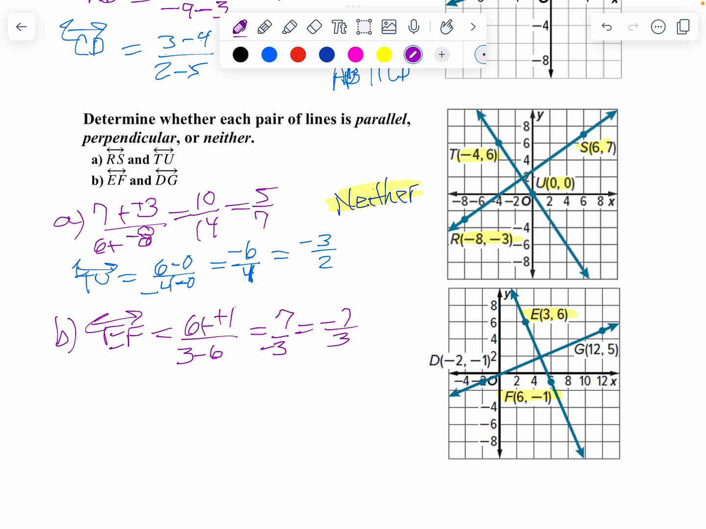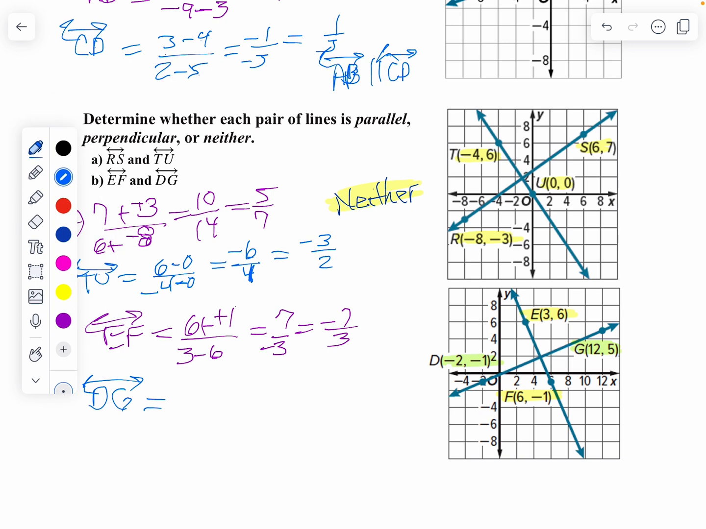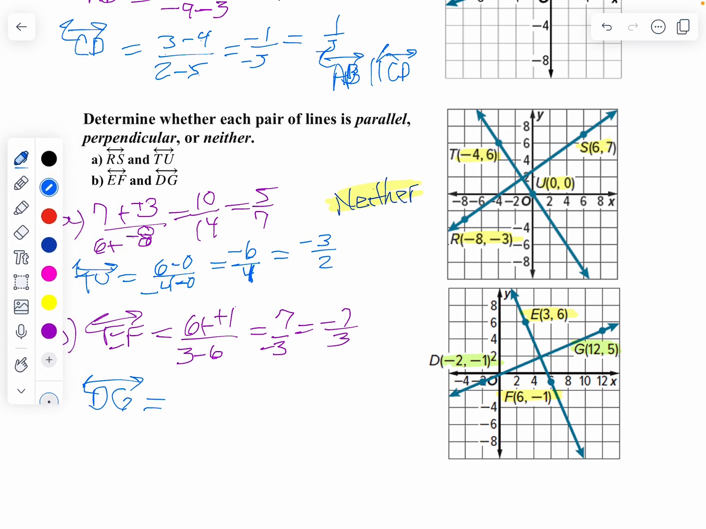And once again, it kind of looks like it might be perpendicular. So I'm going to turn around. I'm going to find the slope of D to G. If you think ahead, what does the slope have to be? Well, it'll have to be 3/7, won't it? So then I'm going to look at my coordinates of D, which is at negative 2, negative 1, and G, which is at 12 and 5. So I'm going to say 5 minus a negative 1 over 12 minus a negative 2.